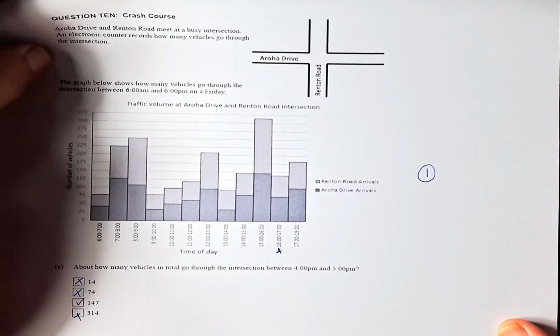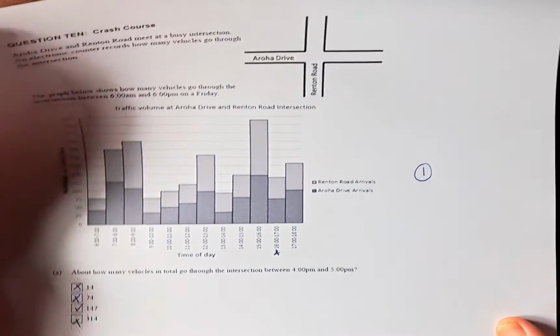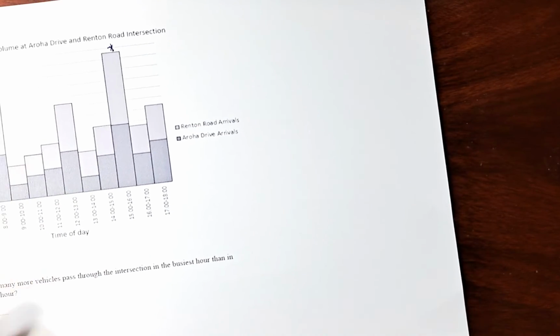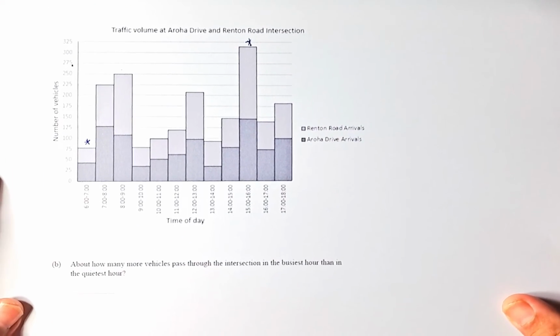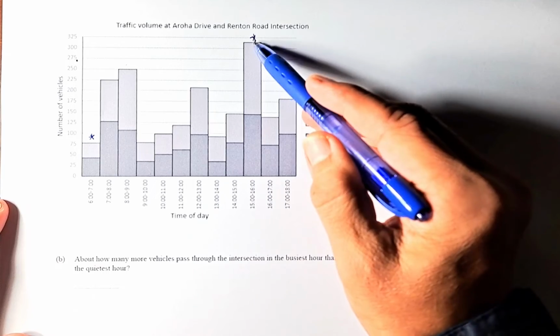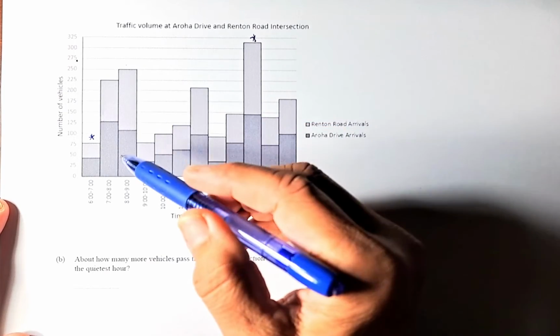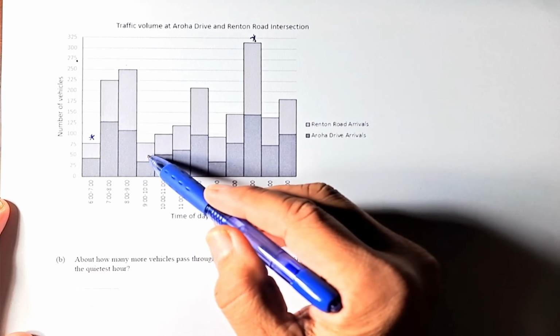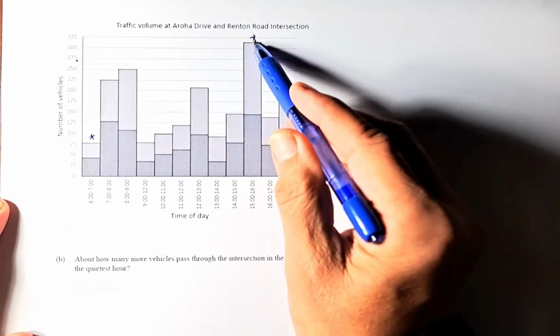Okay, now we shall do part 2, also called 10B. Okay, you're going to adjust the paper as usual. So now the question looks like that. So we're going to use the same graph, okay? About how many more vehicles pass through the intersection in the busiest hour than in the quietest hour. So if you look at the busiest hour, this is the busiest hour, and the quietest hour is either at 6 a.m. or between 9 and 10. So we shall look at these two numbers.